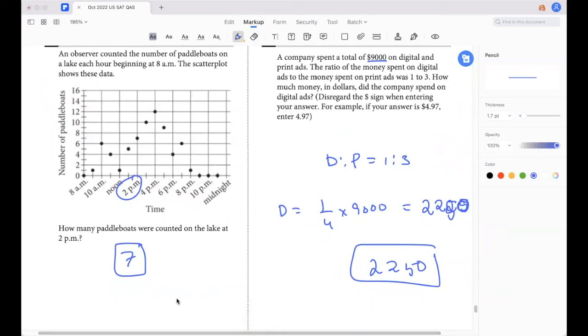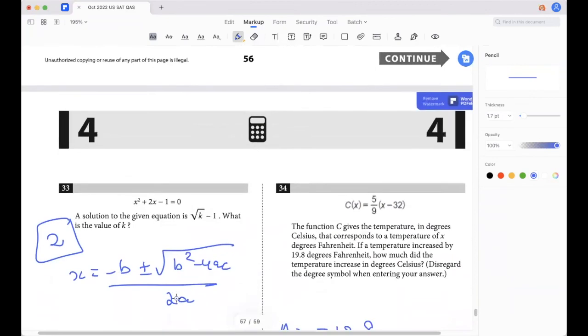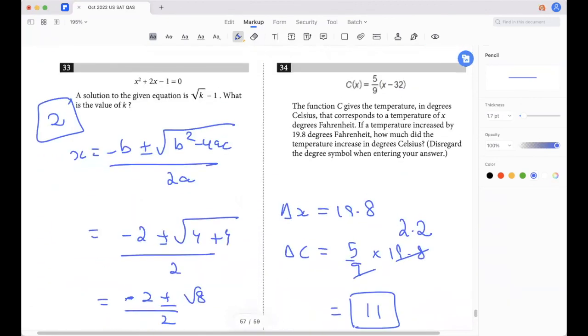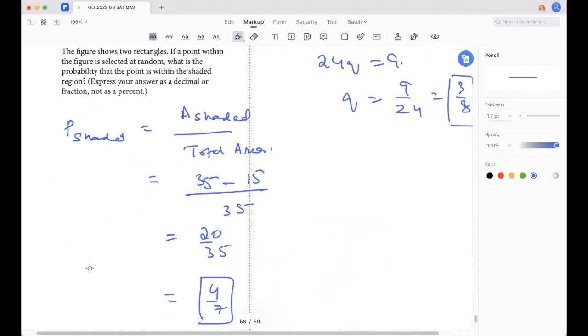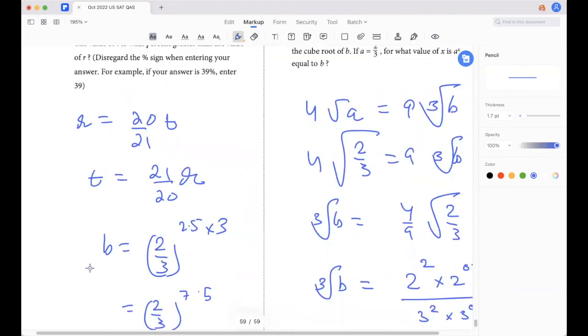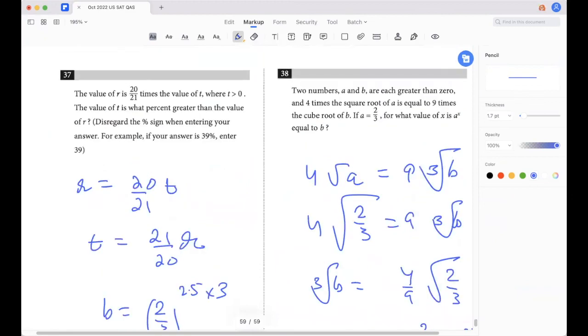722502, 34. 11, 4 by 7, 3 by 8, and 37, 6 and 7.5.